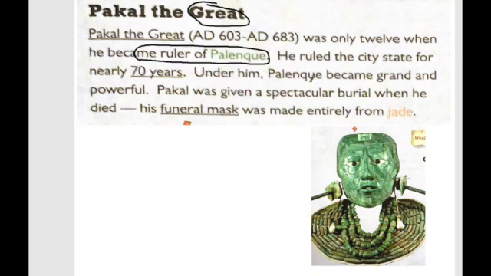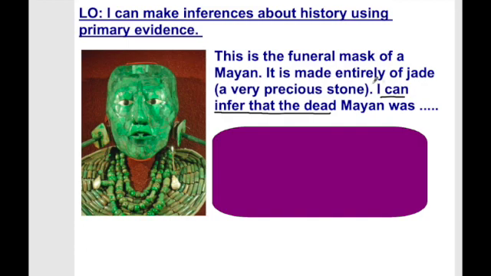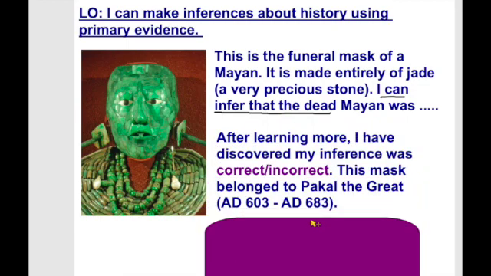Pakal was given a spectacular burial. His funeral, that means he had an amazing funeral. When he died, his funeral mask was made entirely from jade. So let's take a look back at what you wrote. You wrote your prediction, your inference about what he was. So you can now copy this next part, a new paragraph, so miss a line.